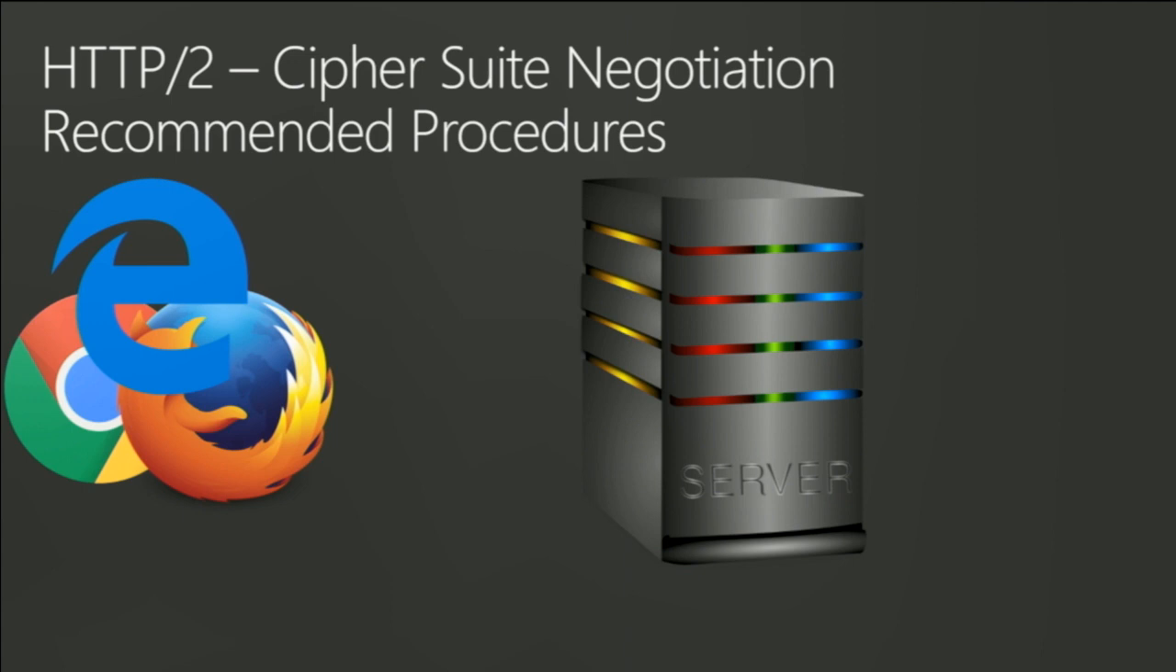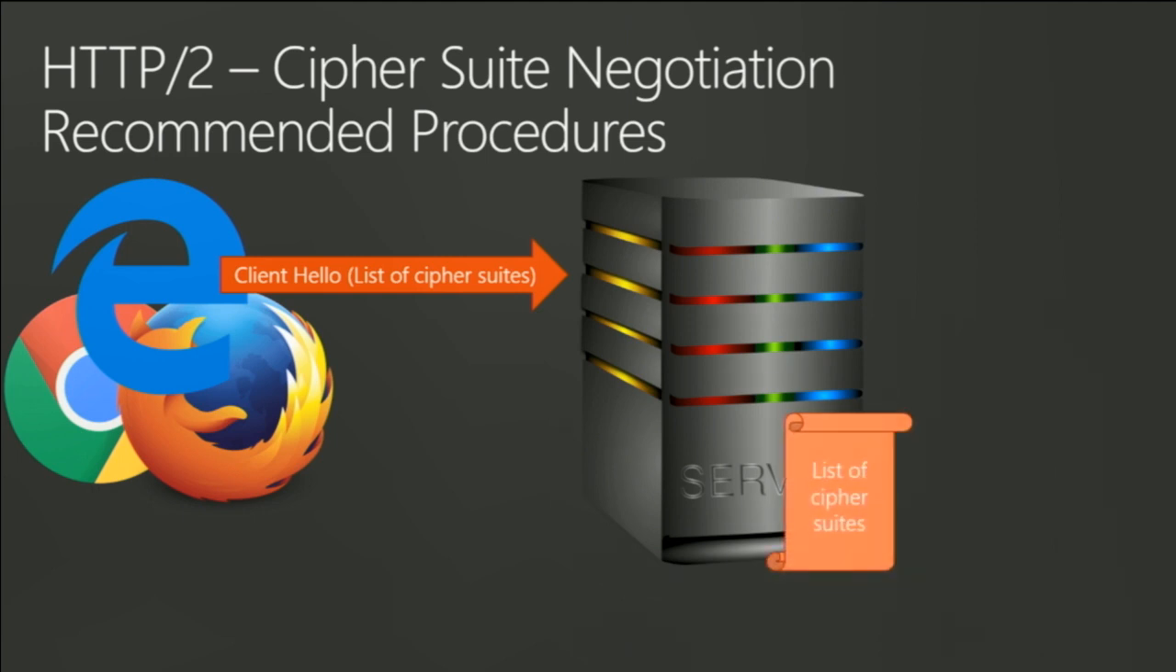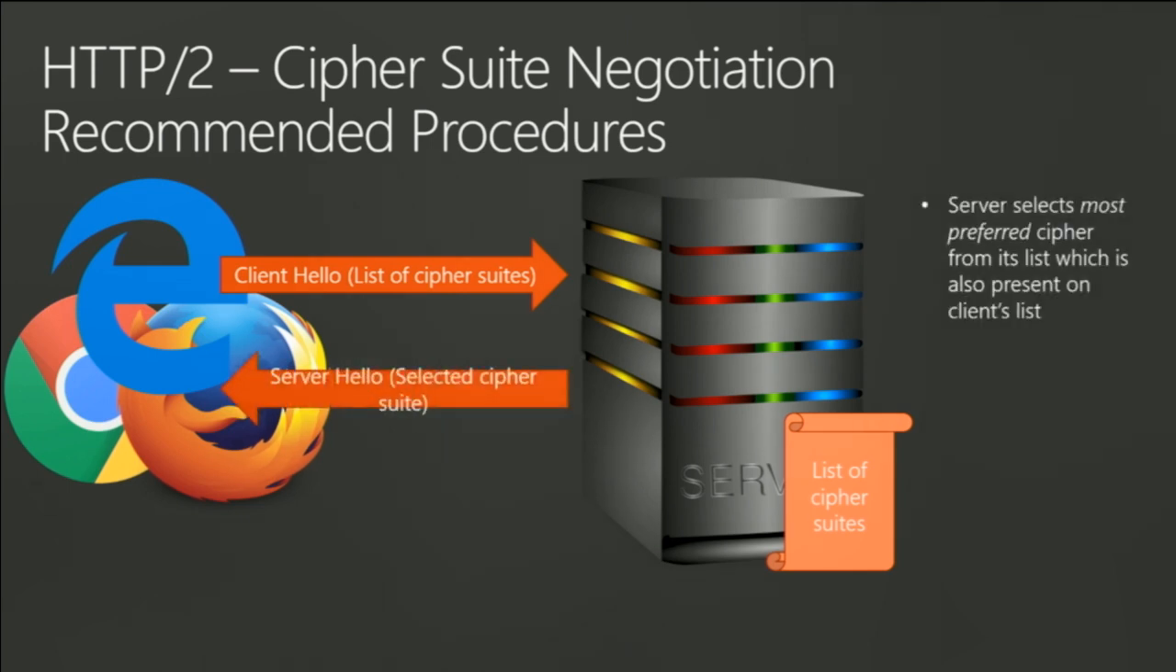One last thing before I stop talking about H2. This is important to know because the cipher suite negotiation is different than H1.1, and you could run into trouble if you don't follow recommended procedures. The way this works is the client sends a hello with a list of cipher suites that it understands. The server has its own list of cipher suites. The highest cipher suite in the list from the server that is also in the list from the client will be selected. We'll send back to the client a server hello with the selected cipher suite.